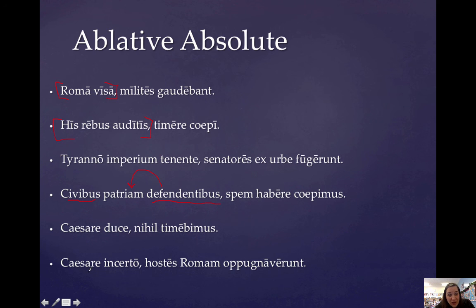Okay, so make sure that you have the Latin written down, that you also have the English translations as I've gone over them written down. Take very good notes, and I will see you in class.